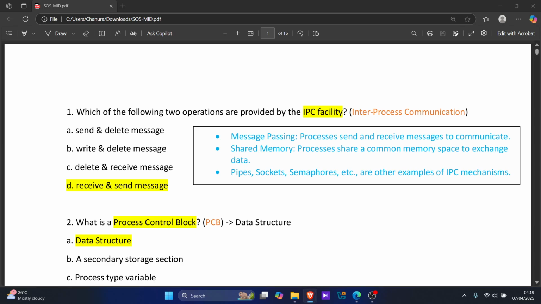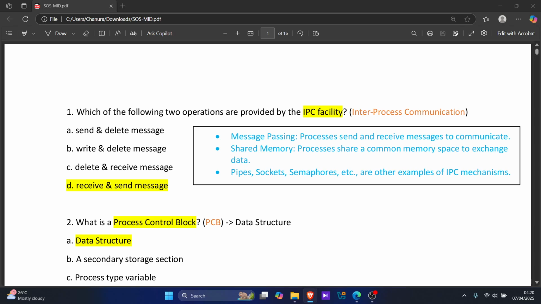From what I remember, message passing involves sending and receiving messages. So in that case, processes use send and receive. Shared memory might involve writing to and reading from a shared space, but the question is about the operations provided by IPC in general. Looking at the options, option D is receive and send message. That seems to fit with message passing.